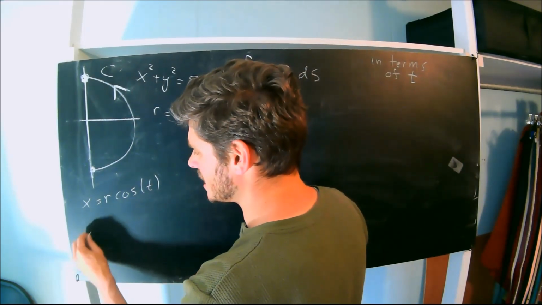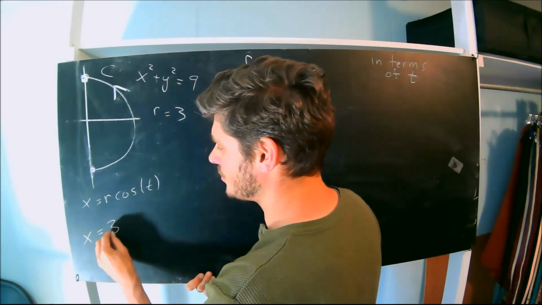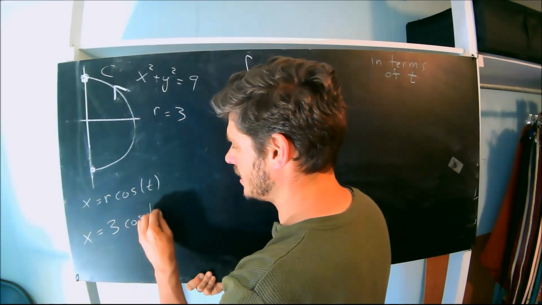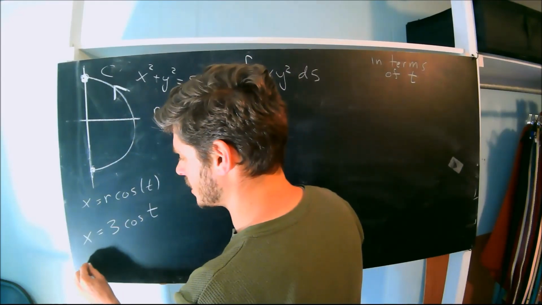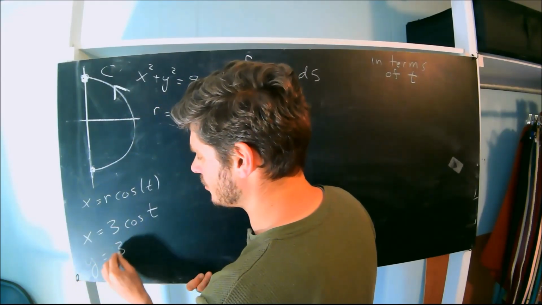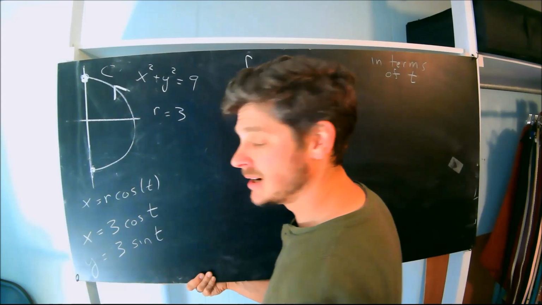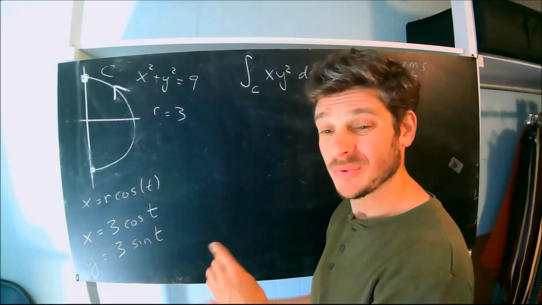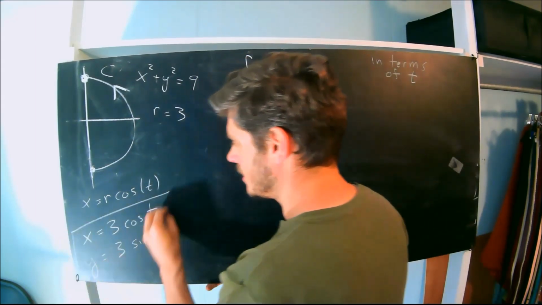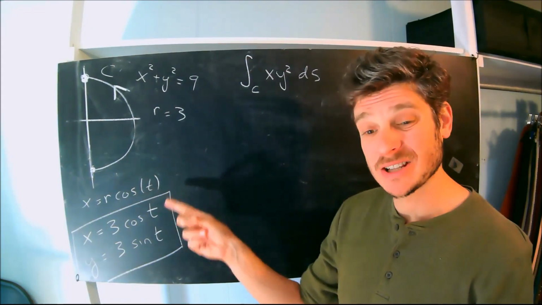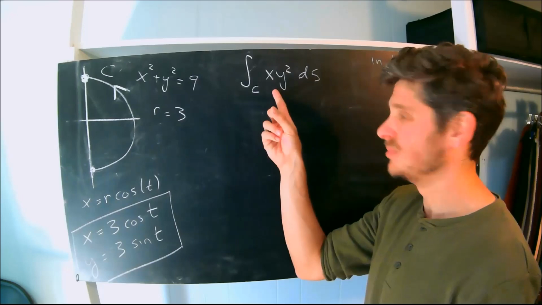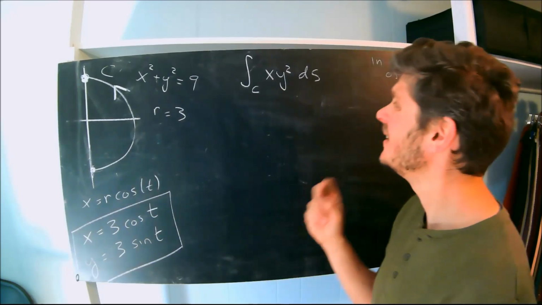So in this case, my parameterization is: x is going to be equal to 3 cosine of t. And similarly, hopefully we're comfortable with this, y is then going to be 3 sine t. So this gives me my first part of the parameterization. How am I going to substitute for x and y? Boom. And that's going to go right here.